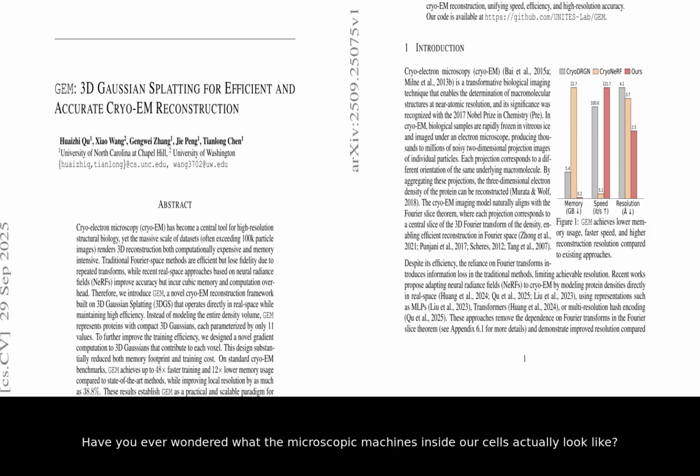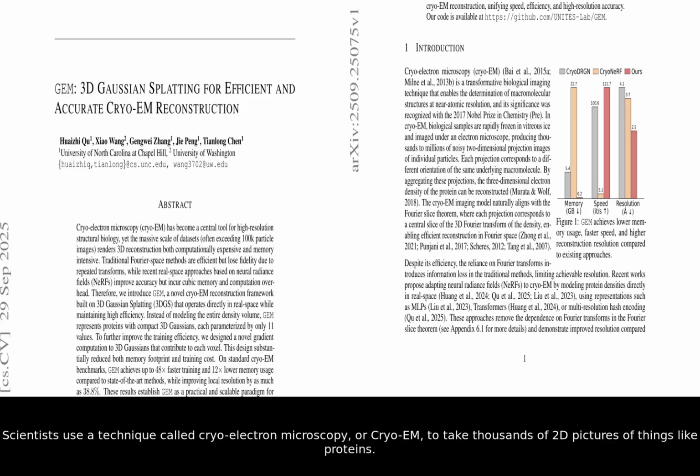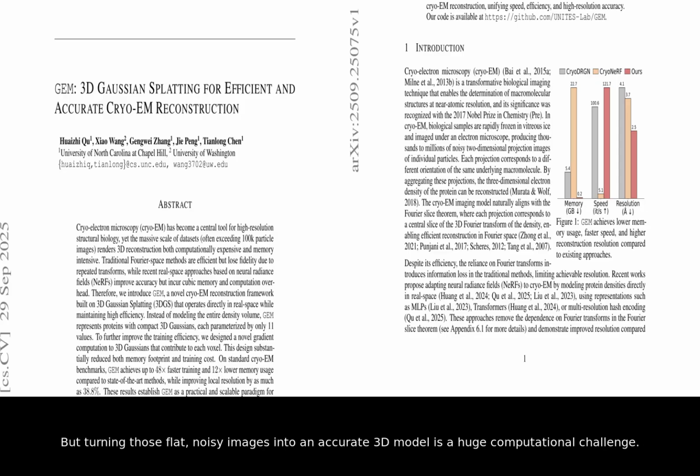Have you ever wondered what the microscopic machines inside our cells actually look like? Scientists use a technique called cryo-electron microscopy, or Cryo-EM, to take thousands of 2D pictures of things like proteins. But turning those flat, noisy images into an accurate 3D model is a huge computational challenge.